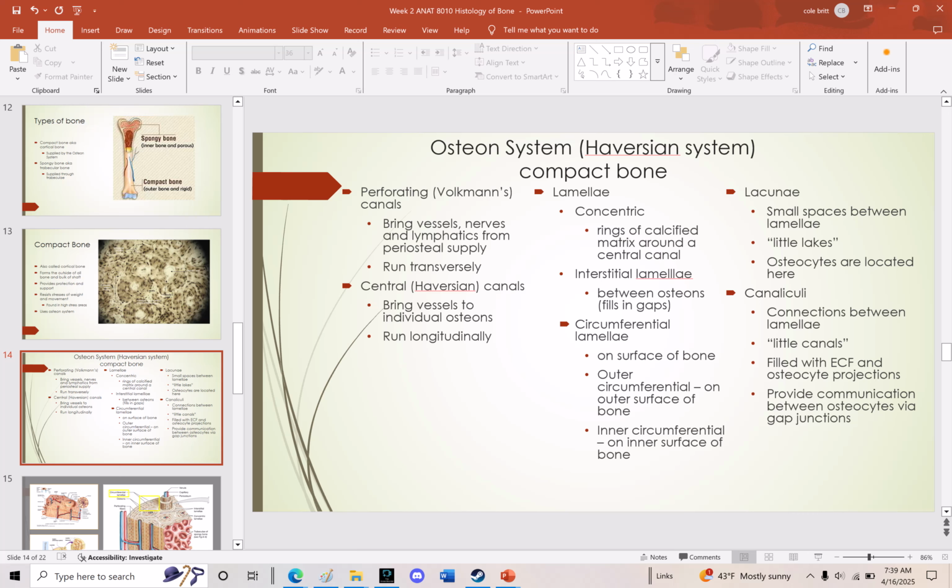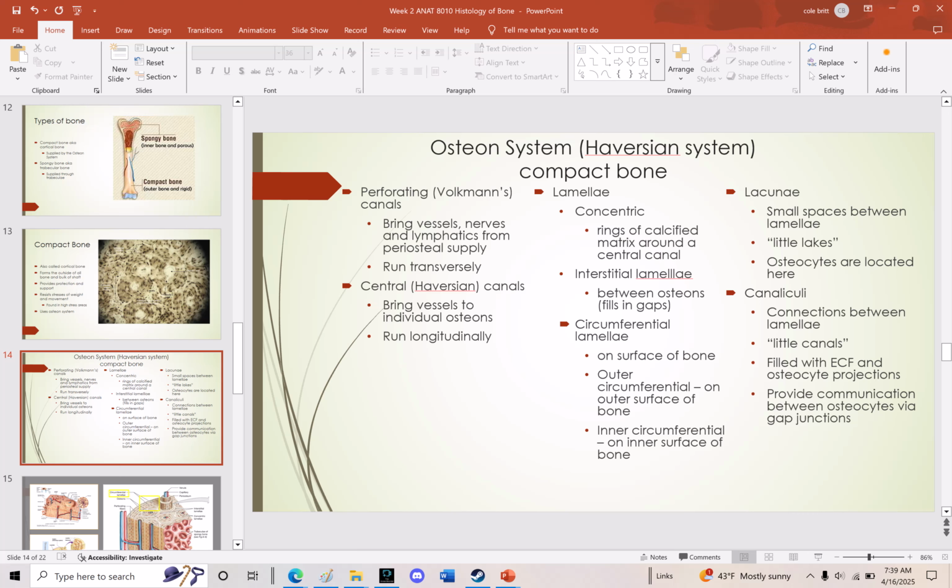There are also blood vessels that run across bone, transversely. We call those the perforating canals or Volkmann's canals. You need to be familiar with both Volkmann's and the haversian canals. Okay? So Volkmann's and the haversian canals are both AKAs for the perforating and the central canals. You need to be familiar with both of those because they both can show up on your test.